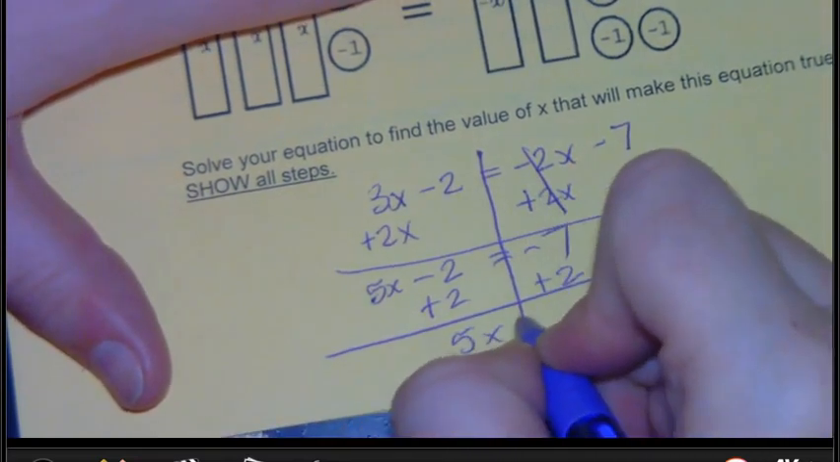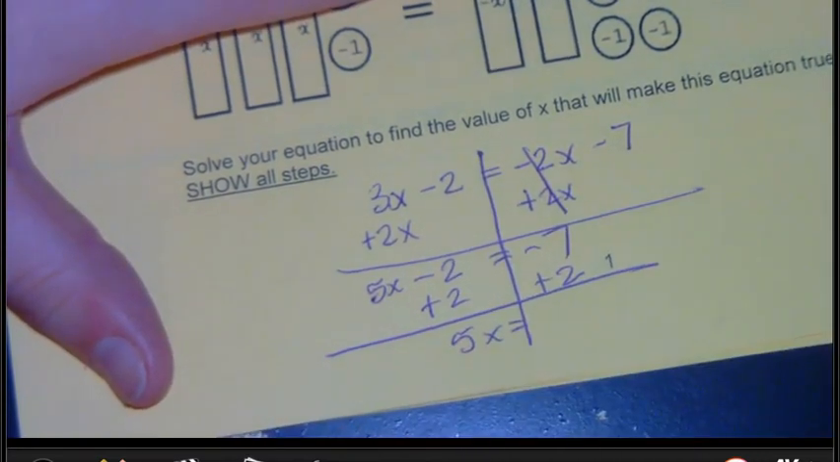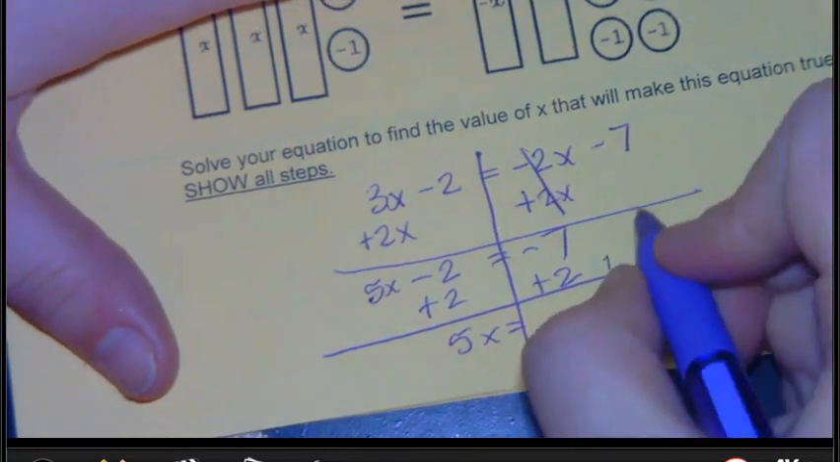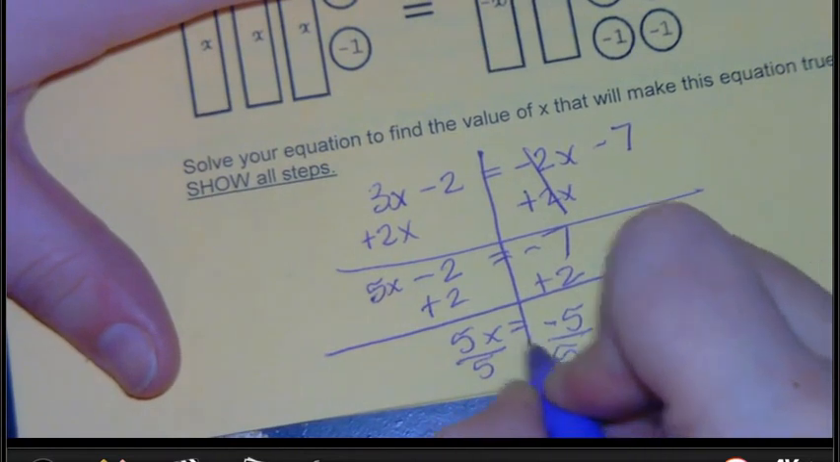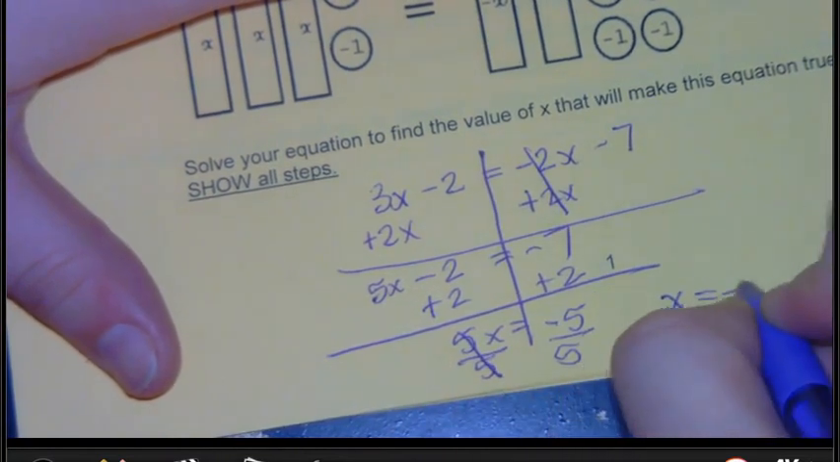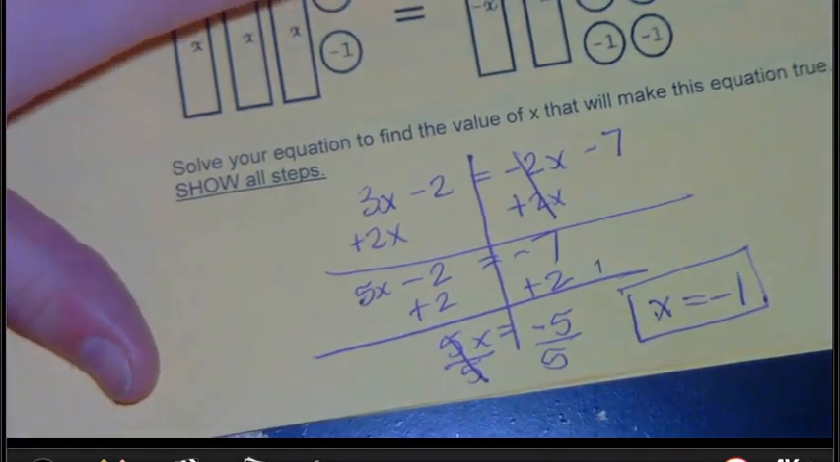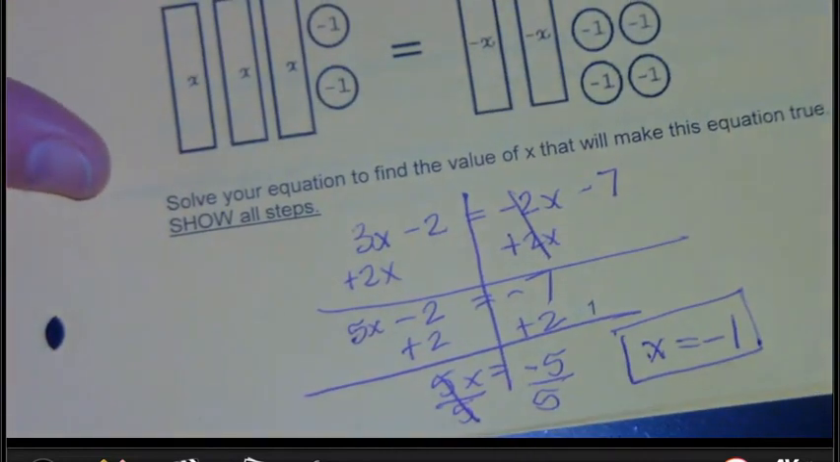I'm going to have 5x is equal to, well, negative 7 plus 2 is really 7 minus 2 and is 5, but it's negative because there's more negatives. Divide by 5 on both sides. And I've got x is equal to negative 1 because a negative 5 divided by a positive 5 is negative 1.